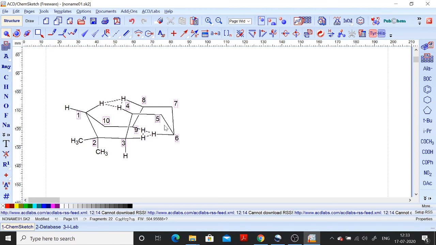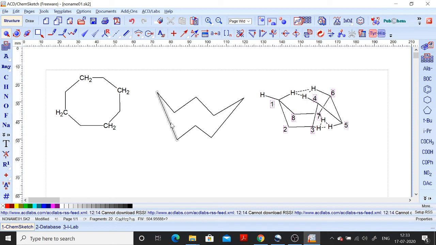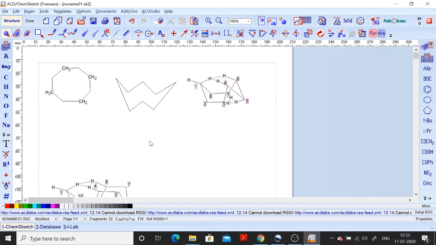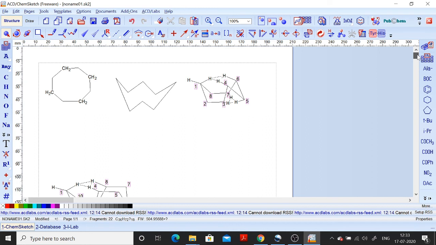So this is about the structure of cyclodecane, and previously we revised cyclooctane. I have discussed only the structural part of cyclooctane and cyclodecane. In the next lecture, we will talk about the unusual properties that medium size rings have compared to small size rings and larger rings.